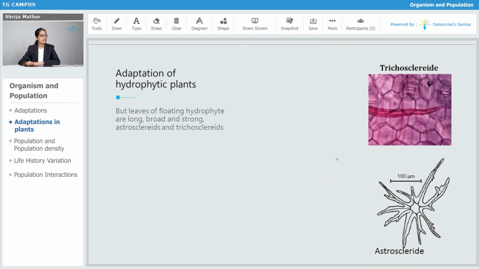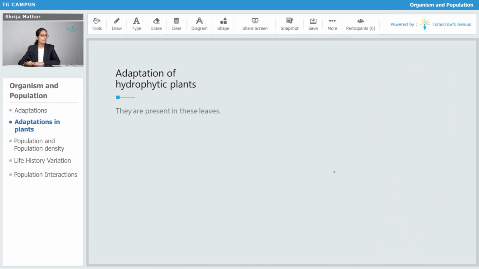But the leaves of floating hydrophytes are long, broad and strong, with astrosclereids and trichosclereids. All these are present in the floating hydrophytes. You can see the diagram of the trichosclereid and the astrosclereid. They are present in these leaves, yes.